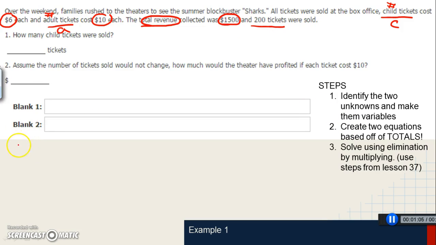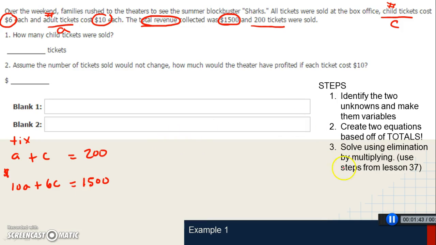So I'm going to go ahead and make the total tickets equation. Our total tickets sold was 200, and we know that our child tickets plus our adult tickets is going to equal that, so we can go ahead and say A plus C equals 200. And then we can go ahead and make an equation based on the total revenue. We know that the total revenue generated was $1,500, and we know that the adult tickets cost $10 each, and the child tickets cost $6 each. If we add these together, we're going to get the total revenue generated.